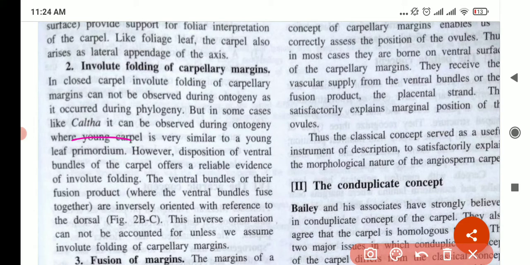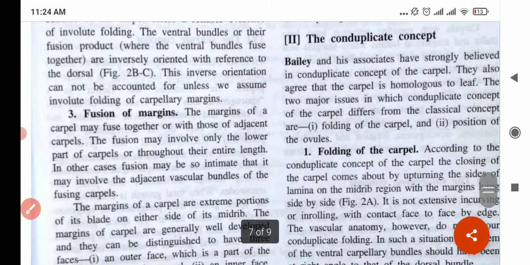In Caltha, it can be observed during ontogeny where the young carpel is similar to a leaf primordium. So here in Caltha you can see very nicely that the carpel is similar to the leaf. However, disposition of ventral bundles of the carpel offers reliable evidence of involute folding. Okay, so you can stop the writing there, till involute folding.